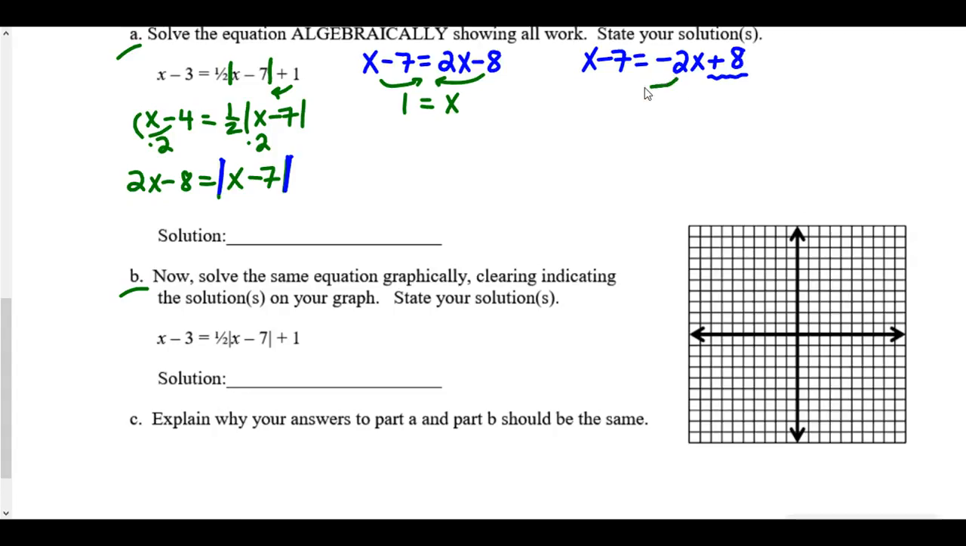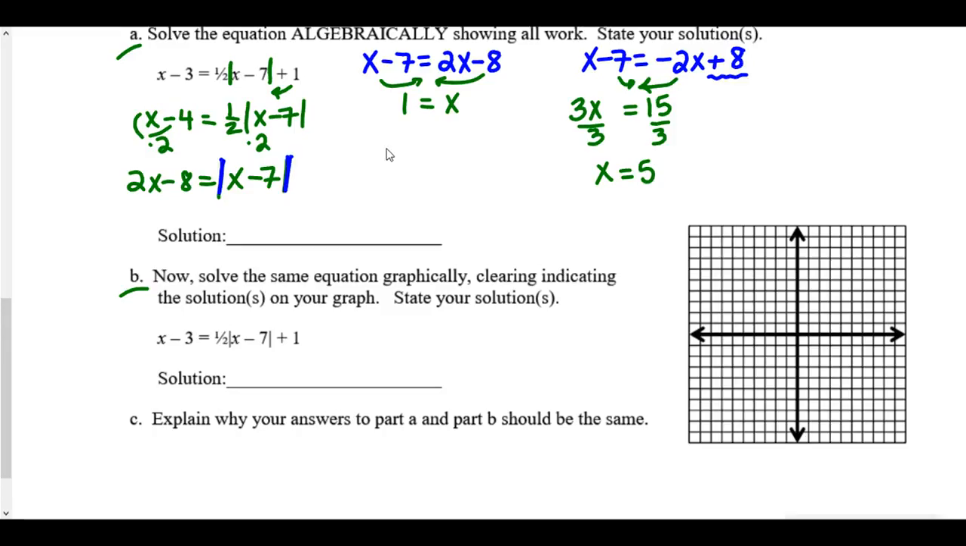Over here, I would move my 2x over by adding it to get rid of the negative 2x. That'd give me 3x on the left. I'd move my 7 over by adding it, which would give me 15 on the right. Then I divide both sides by 3 to get the x by itself, which gives me x equals 5. So now I have two answers. I don't know if those answers work, though. I'm going to need to plug back into the original equation to check them.